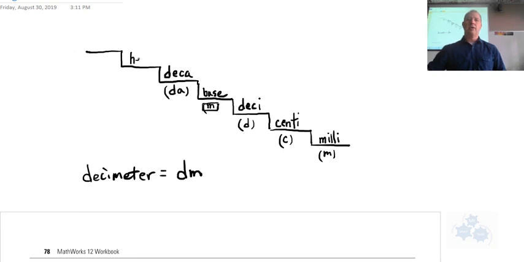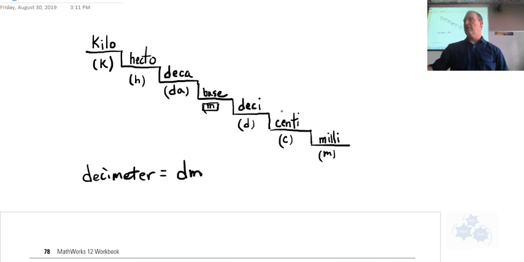Then we've got hecto, and that's an H, and kilo, and that's a K. These are all lowercase. Okay, so there are units above kilo, for sure.